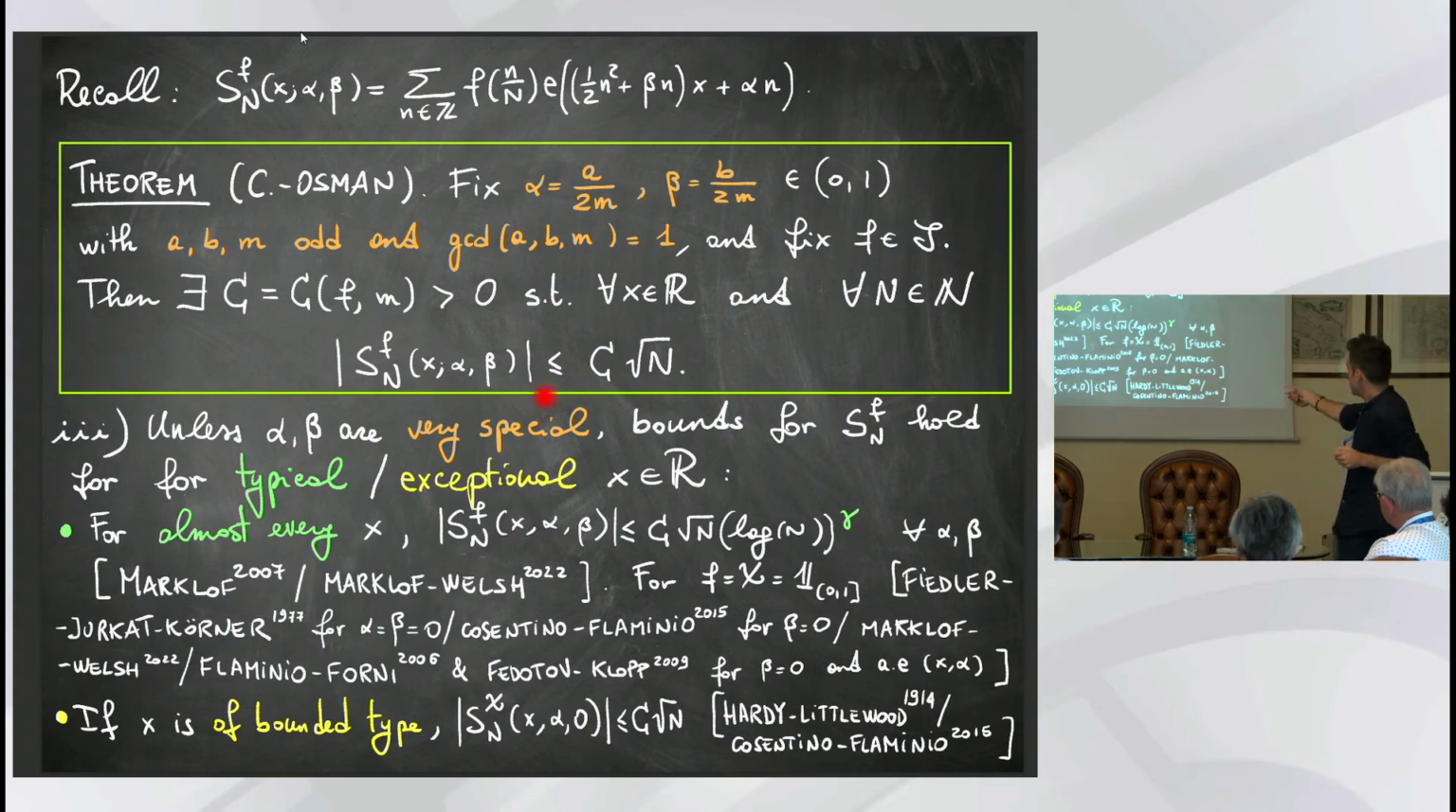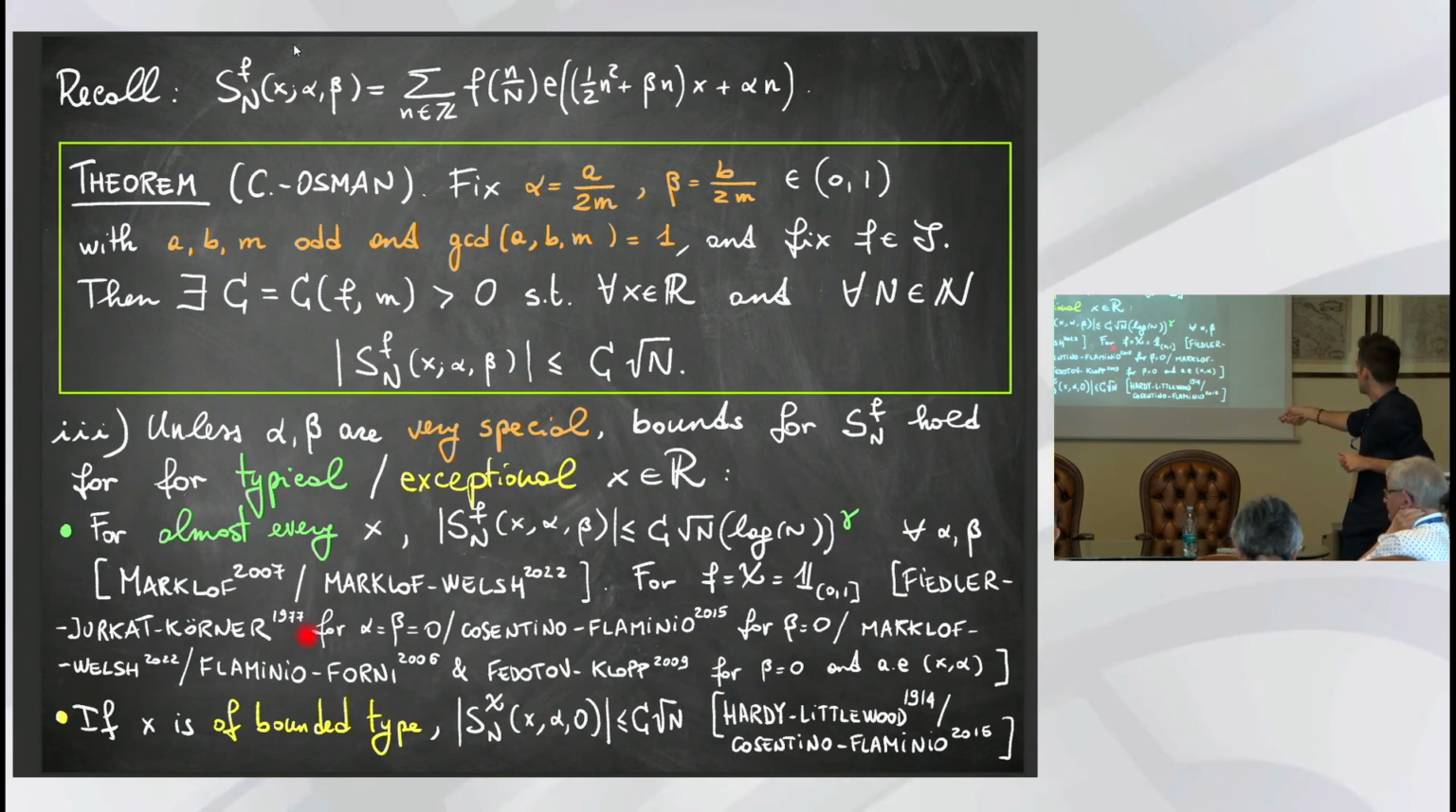And as I say here, unless alpha and beta are very special, and by very special I mean this particular arithmetic condition, typical bounds that you get for sums like that either hold for typical x's or for exceptional x's. So here, to mention, you can see lots of names, and you can recognize a lot of names of people that are highly dynamically minded.